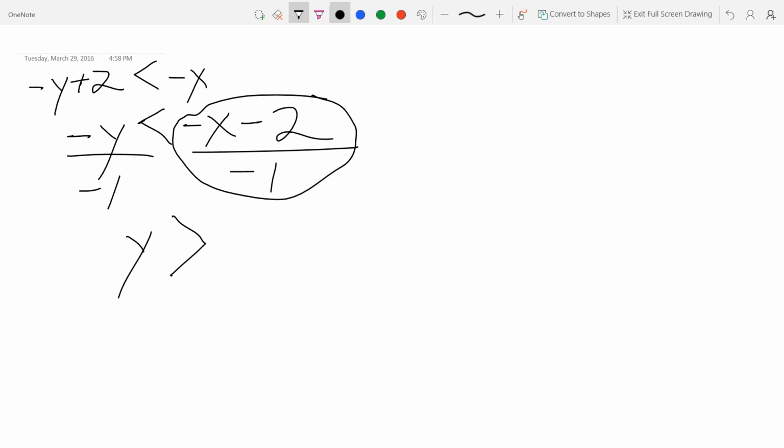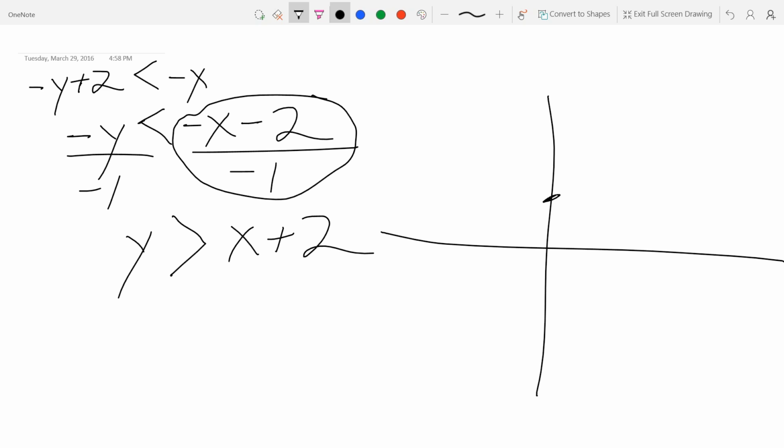Now, what does that become? Y is more than x plus 2. Correct. And that's pretty easy to graph. Start with 2, go up 1, to the right 1, dotted or straight line? Mark, dotted or straight line? It's going to be dotted. With a slope of 1.